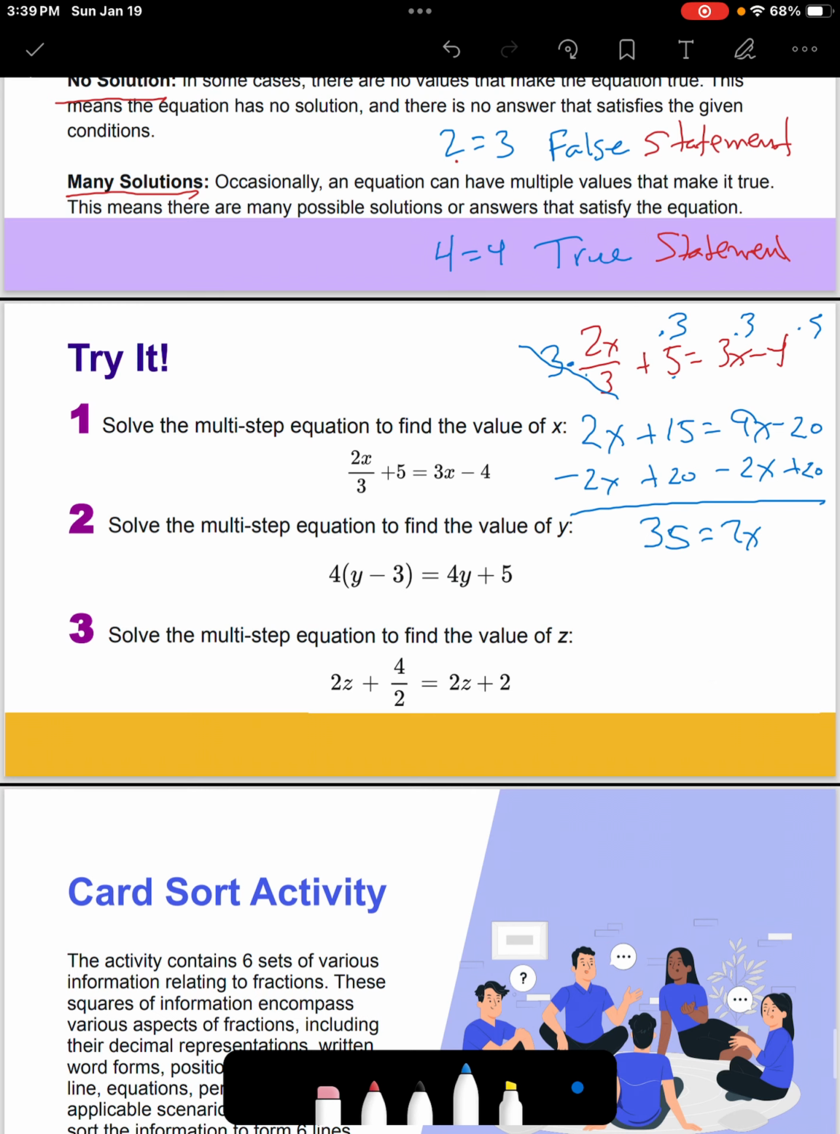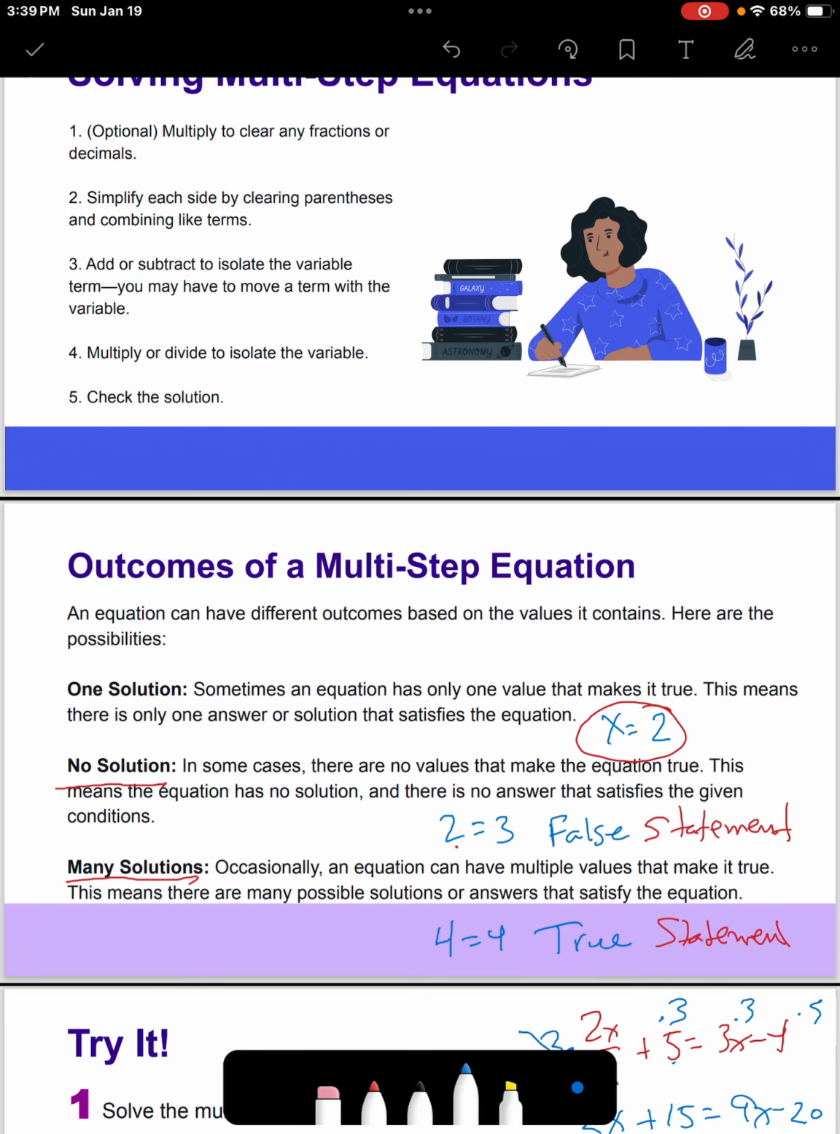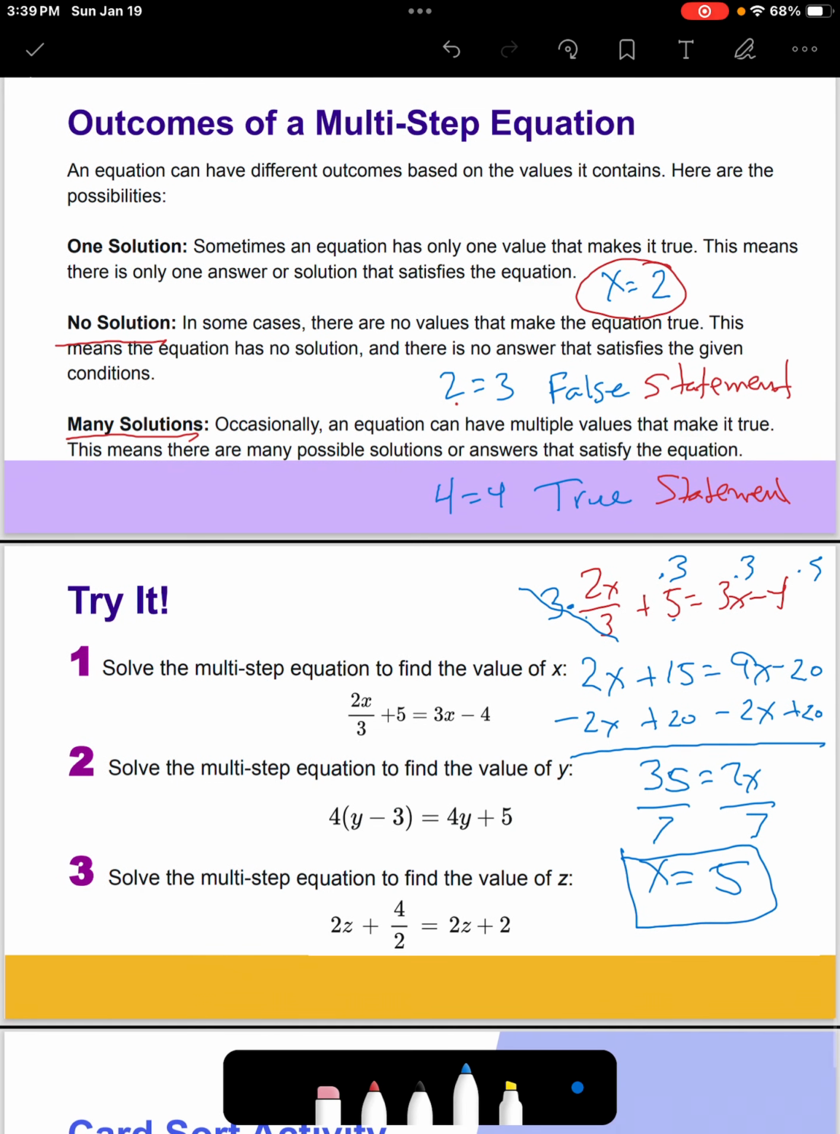This next one, if we look at our steps, it says multiply or divide to clear fractions. We don't have any fractions. Simplify each side by clearing parentheses. Let's clear parentheses. So we're going to use the distributive property. So that'd be 4y minus 12 equals 4y plus 5. Now in this situation, you notice that if I subtract off the 4y, this goes away. So I'm down to negative 12 equals 5. Negative 12 can never equal 5, so this is a false statement. So the answer here would be no solution.